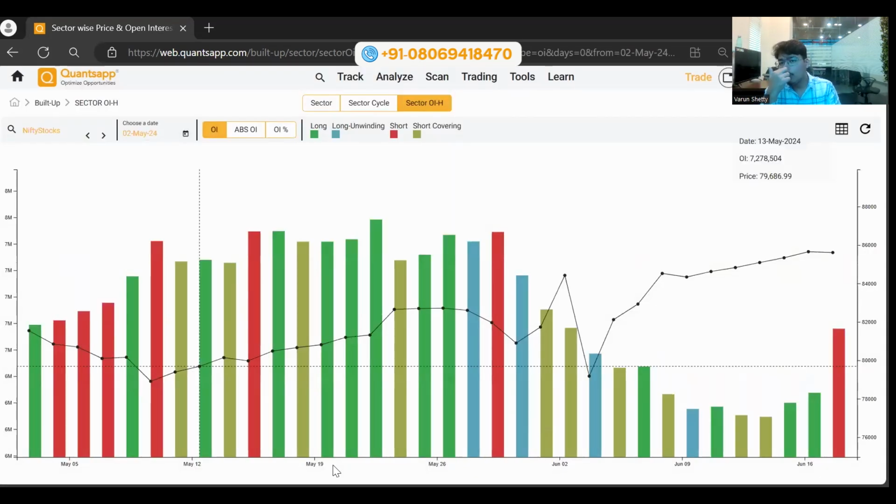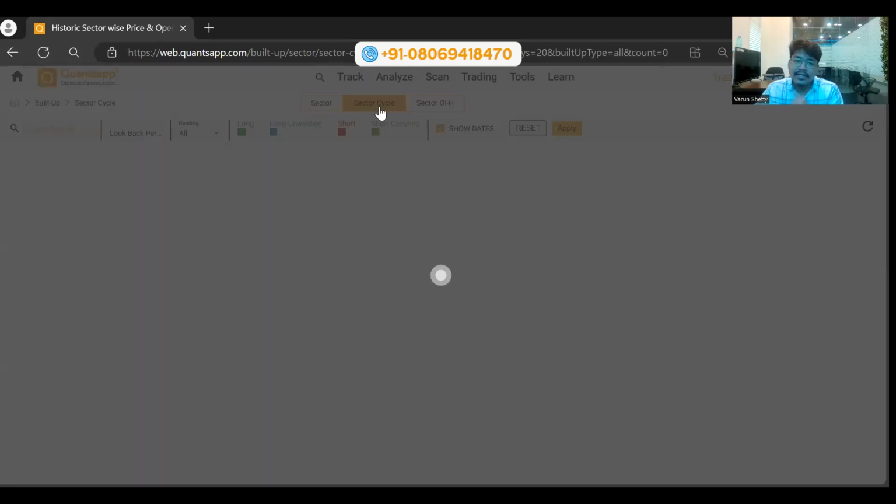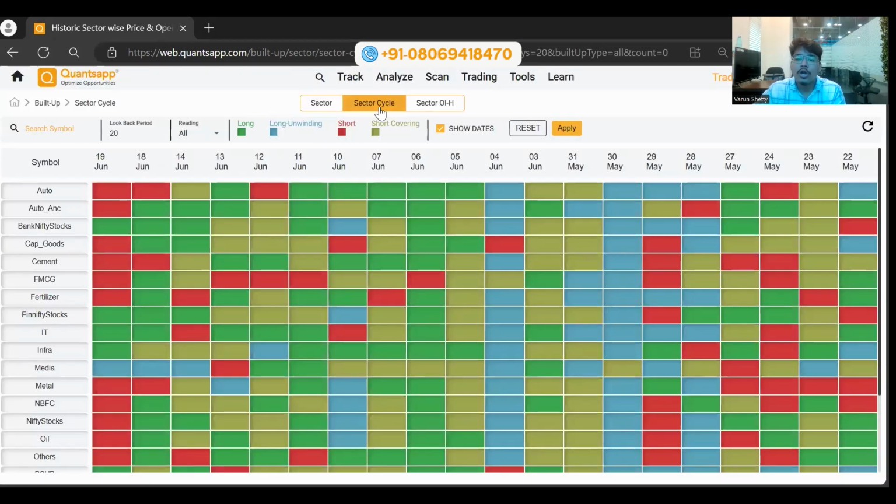But how I like to use this is I like to use sector cycle. Sector cycle is a scanner which I normally use to identify which sectors are actually following a bullish trend or a bearish trend. So in simple terms, if I tell you that the look back period is 20, I want to see the stocks which have L-LU or long and long unwinding. So long and long unwinding and short covering, you can select. Okay. Count is nothing but 14.